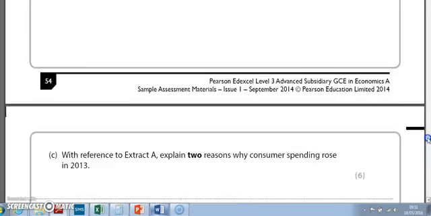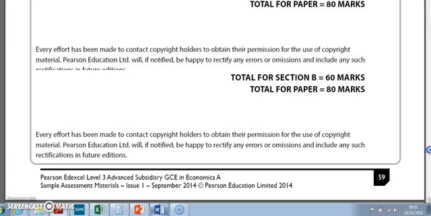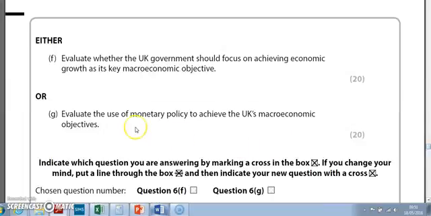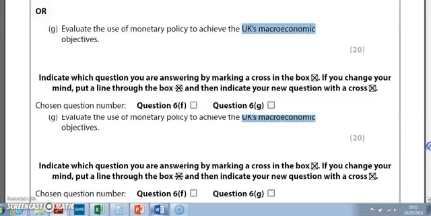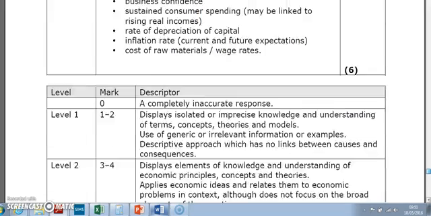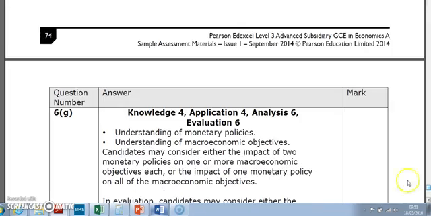Now, to quickly go back to the second one, we are being asked to evaluate the use of monetary policy to achieve macroeconomic objectives. So I'm going to be talking about what this is, and I'm going to be discussing different objectives. So let's go down. So, understanding what monetary policies are.